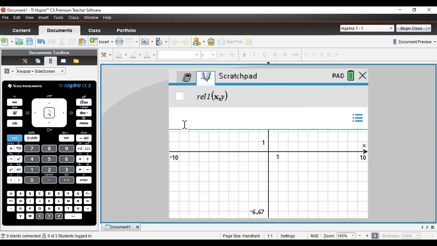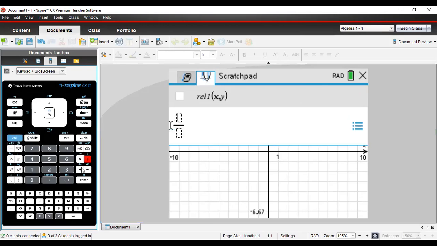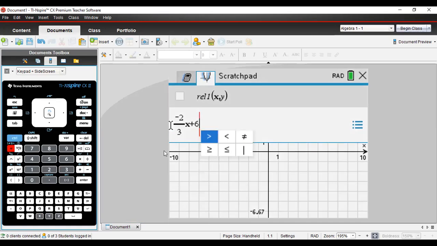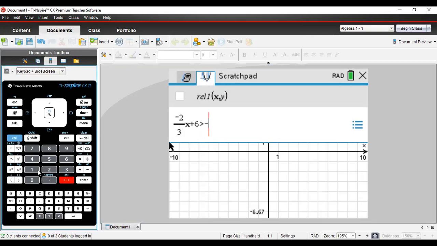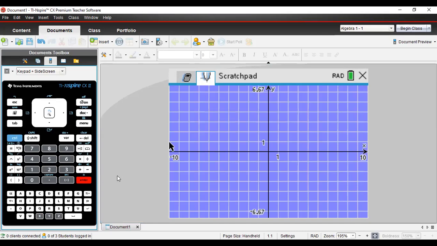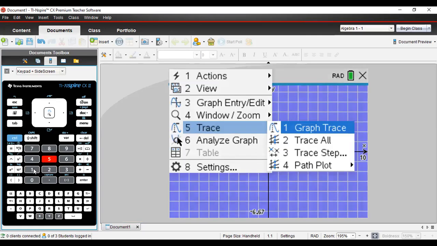So first thing, control divide, negative 2 over 3 x plus 6 is greater than negative 12. Press enter. All right, so we just got this big box with a bunch of blue. Doesn't help us at all. So whenever you see something like that, always go menu 51, 51.